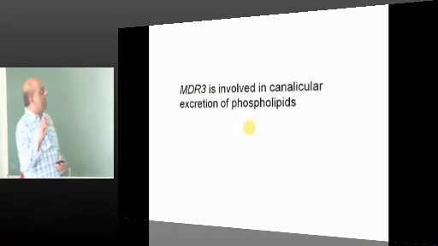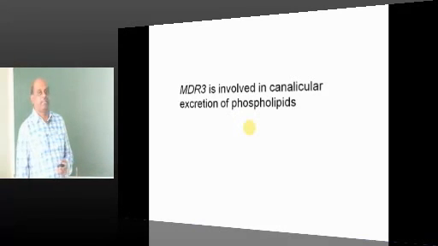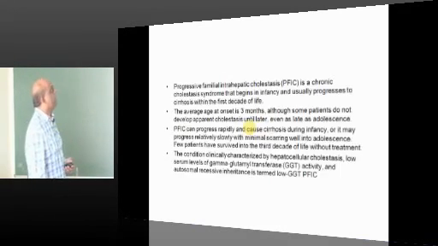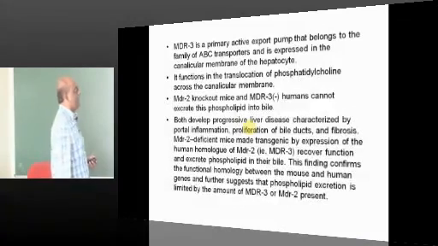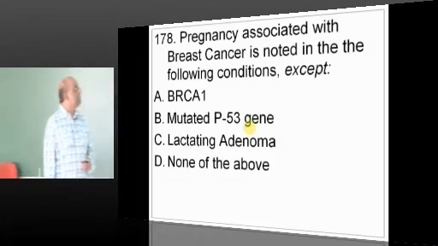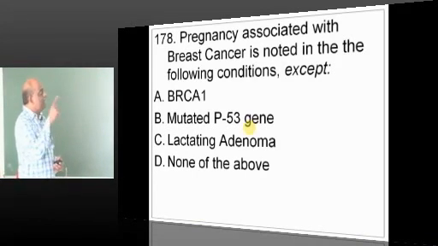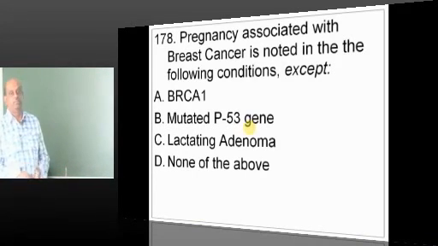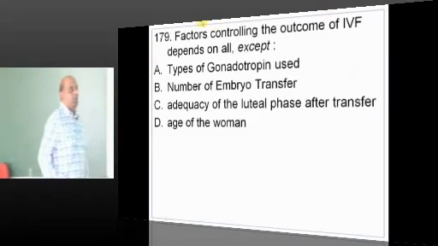There is one MDR3 which is important for the canalicular excretion of the phospholipids. Mutation of that is very much implicated in the intrahepatic cholestasis of pregnancy, is what you need to appreciate, doctor. In all this you find pregnancy associated breast cancer except C. Lactating adenoma is a benign condition, not a predisposing condition.